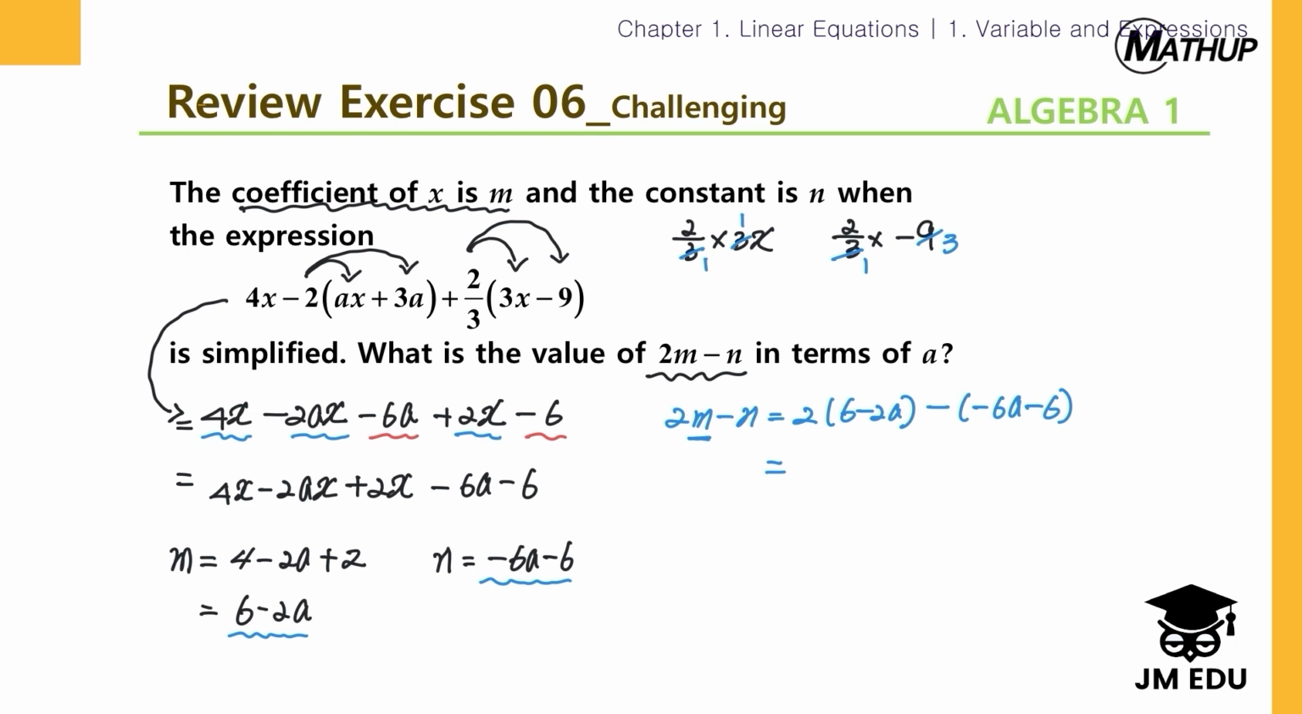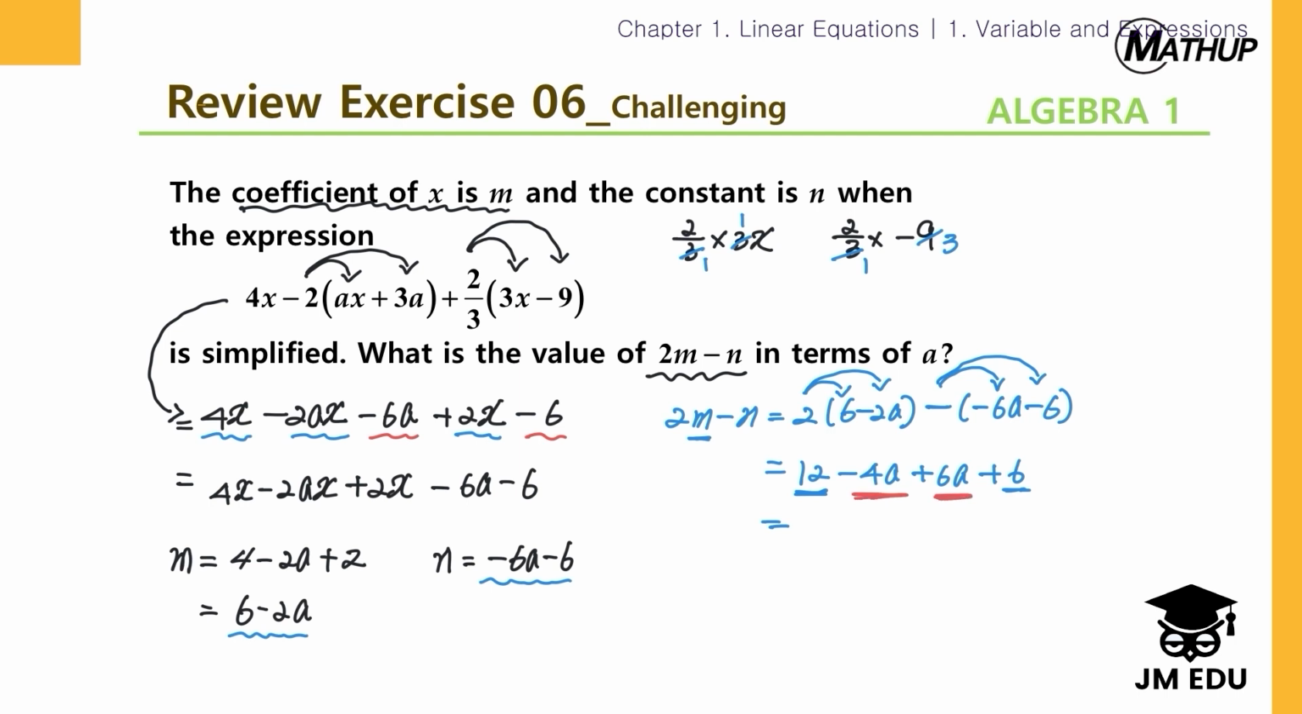So that is equal to 2 times 6. That's 12. 2 times minus 2a, that's minus 4a. Minus times a minus, plus, right? So minus 1 times minus 6a, that's plus 6a. Minus 1 times minus 6, that's plus 6. So we have 12 here, 6 here, and then negative 4a, 6a.